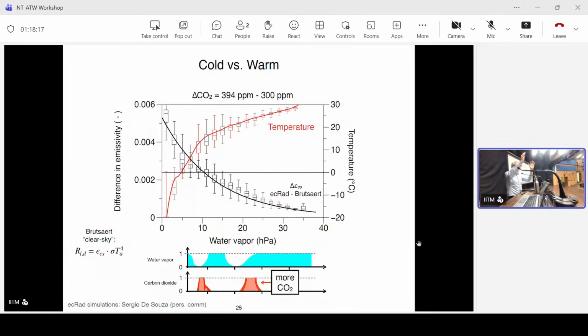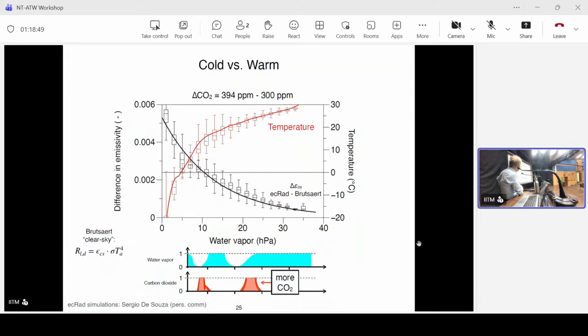So in other words, when we take the downwelling long wave radiation divided by sigma T_A to the 4, then we get an emissivity. We look at this emissivity for 394 ppm, and we look at it for 300 ppm, and this is the difference that occurs because of the CO2 effect that so far we have not accounted for or included in this parameterization.